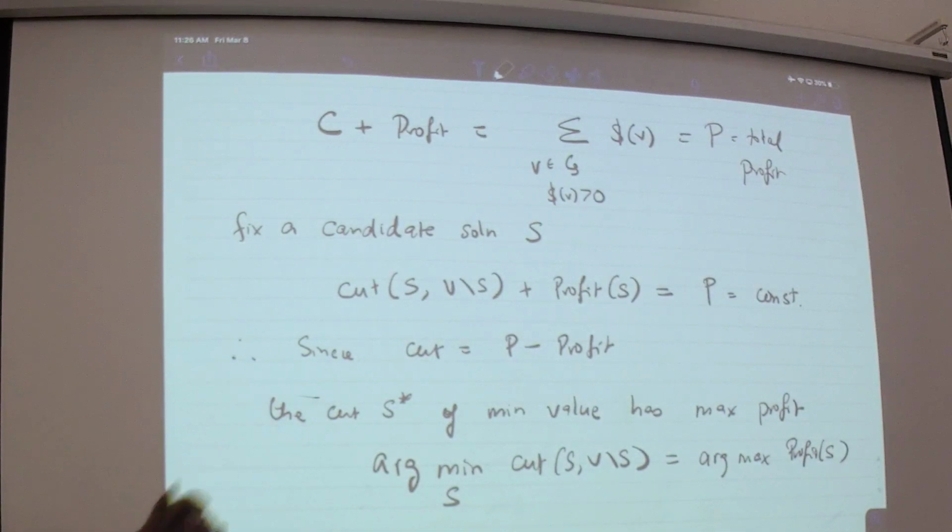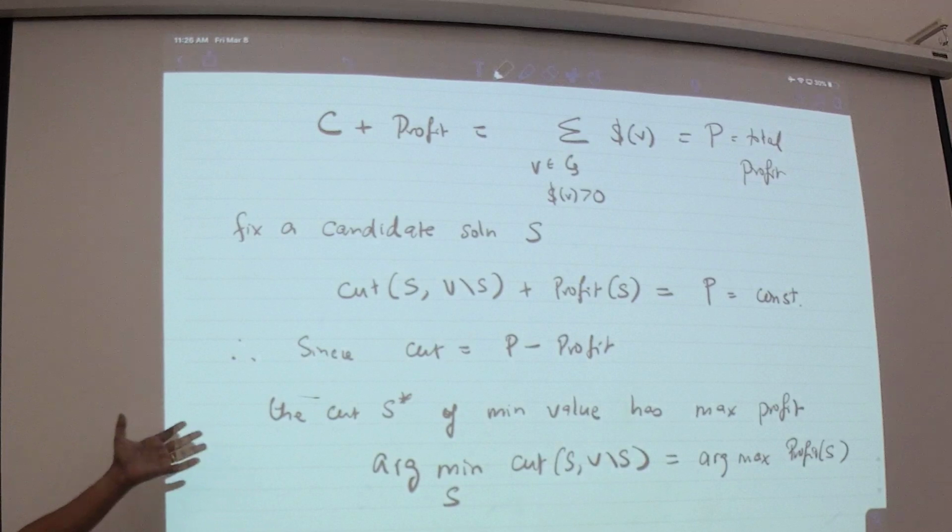Similarly, if we do find a min cut, we return the set of vertices on one side of the cut. That will have maximum profit. So in all these cases, the proof that these two things are equivalent is quite simple once you have this nice equality here. In general, it might take a bit more work, but in these cases, it's actually quite easy. And yes, now I can take a question.